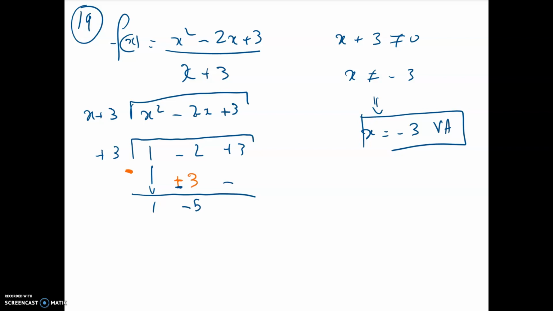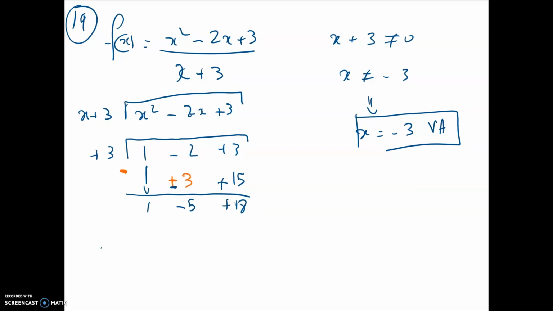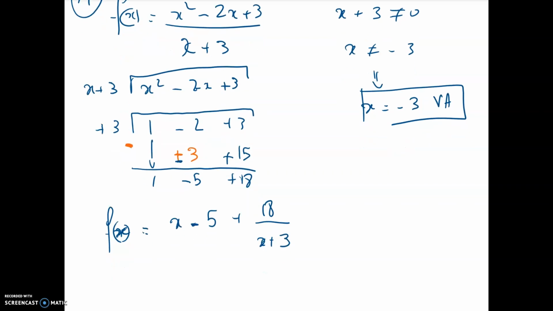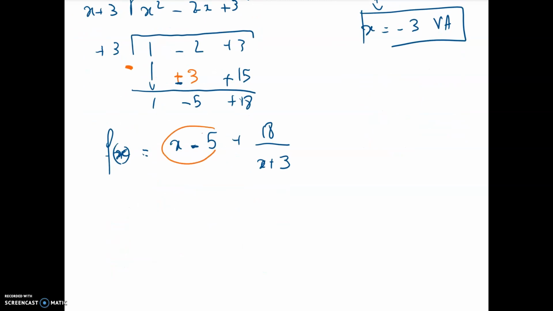Then plus 3 times -5 equals -15. The negative becomes a plus this time. And so I end up with plus 18. Therefore, my function f of x can be written as x minus 5 plus 18 over x plus 3. And so very nicely now we can say that this is the expression of an oblique asymptote. Why? Because this is the equation of a line, x minus 5: slope m equals 1, and y-intercept 0, -5.